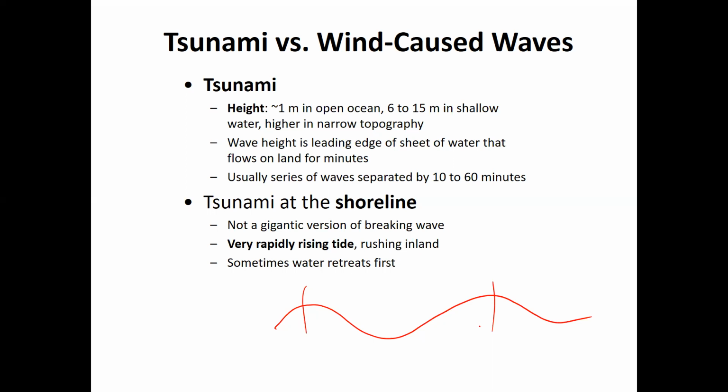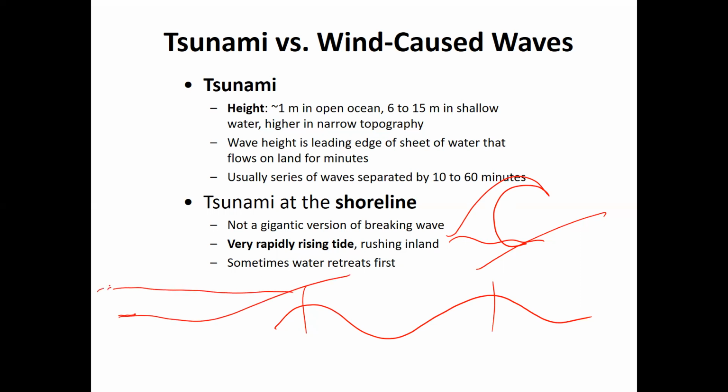So a tsunami at the shoreline is not the gigantic version of a breaking wave. Let's say this is the coast; it's not this giant version of a breaking wave that's portrayed in the movies. What a tsunami actually looks like, because of its such large wavelength, is that whenever the tsunami makes landfall, it's almost as if the ocean just begins to flow inland. And so you don't see this big crashing wave.